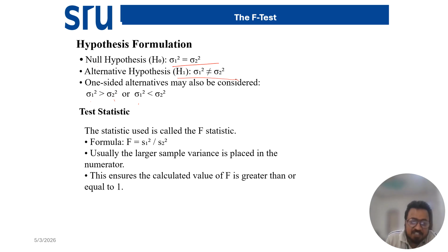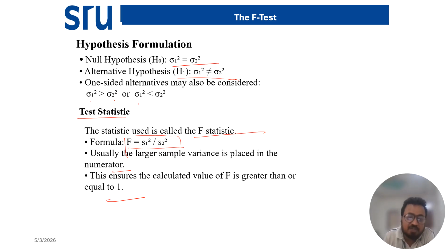Now we use the test statistic called the F statistic, right? And the formula is F equals s1 square by s2 square. Usually the larger sample variance is placed in the numerator, to ensure the calculated value of F is greater than or equal to 1. So this is all about the hypothesis testing.